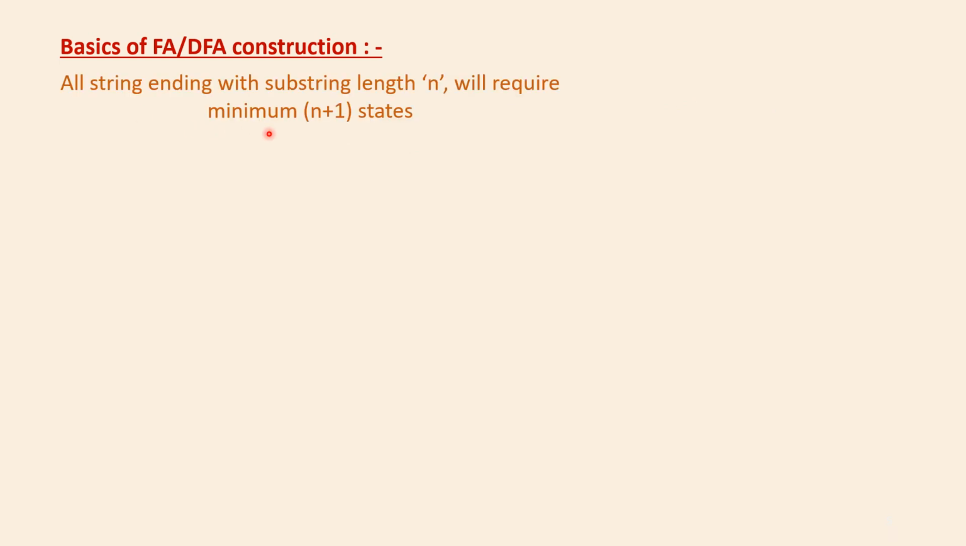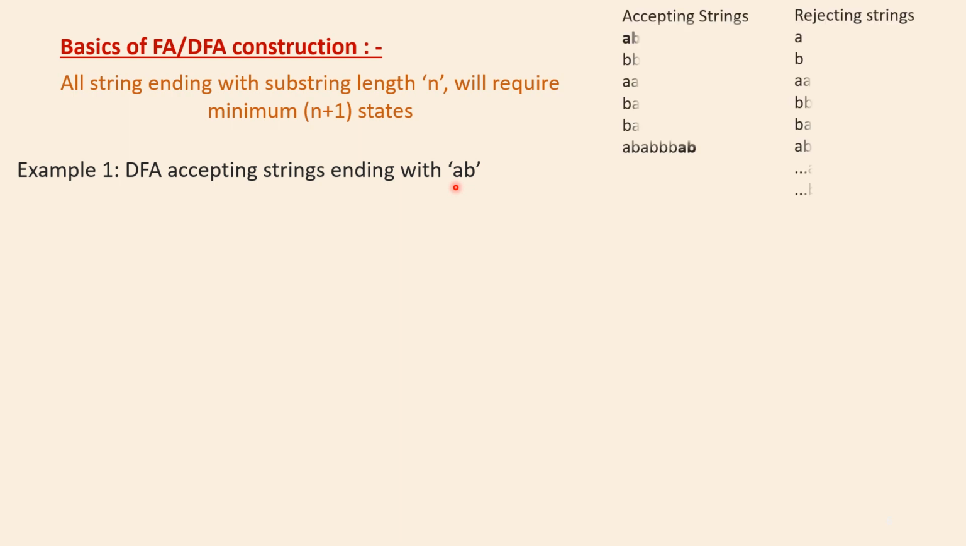Let us understand the construction of DFA with a simple example. So here I am supposed to construct a DFA with strings ending with AB. So this is the given question. Any string ending with AB is supposed to be accepted by the DFA. Let us see a few accepting strings and a few rejecting strings. This way we can understand the DFA better.